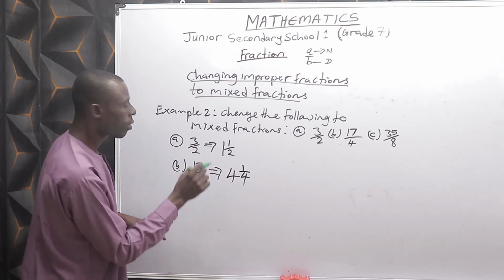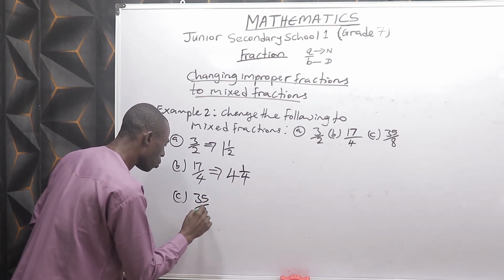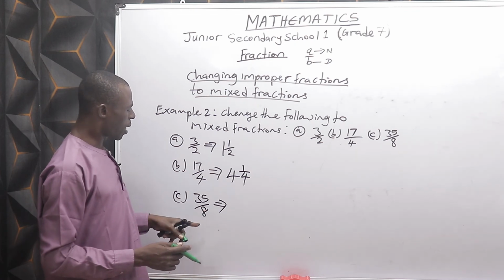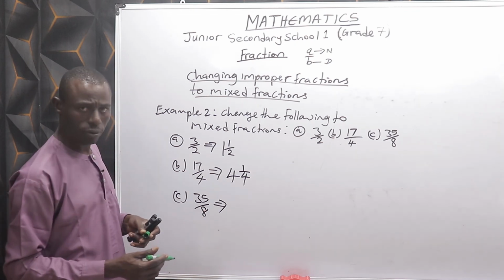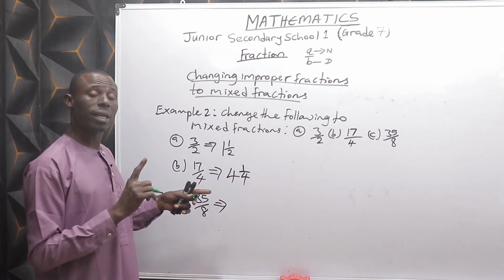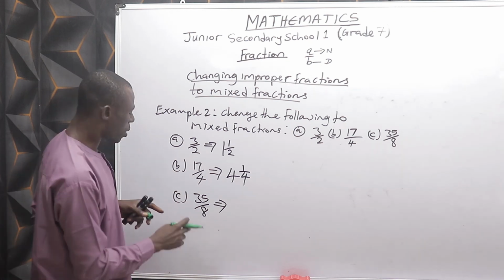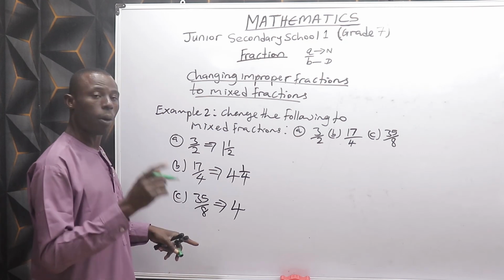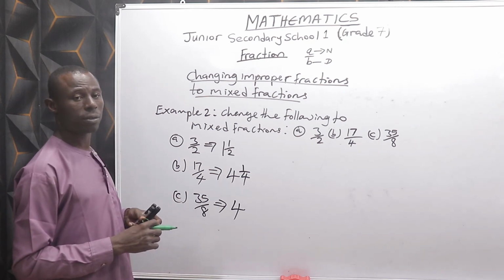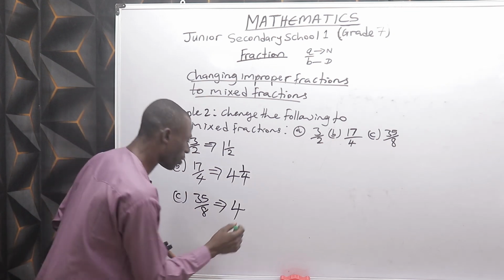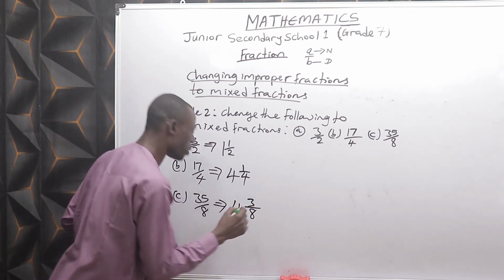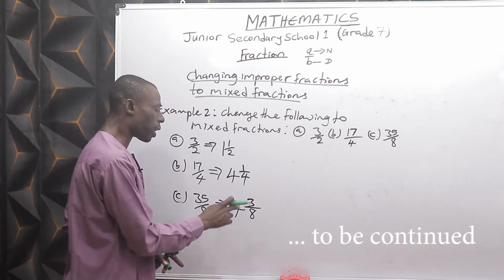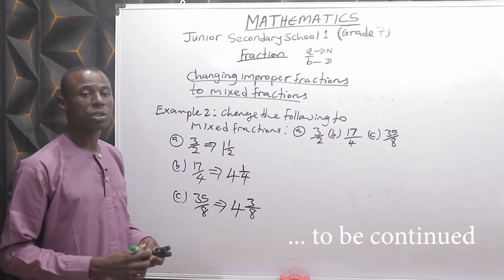And lastly, 35 over 8 is expressed as, you will say, how many 8 do we have in 35? We have 4, because 8 times 4 is 32. So that means we have 8 in 4 places in 35. So remaining 3, that 3 we now place on the 8. So 35 over 8 is expressed as 4 whole number 3 over 8 as a mixed fraction.